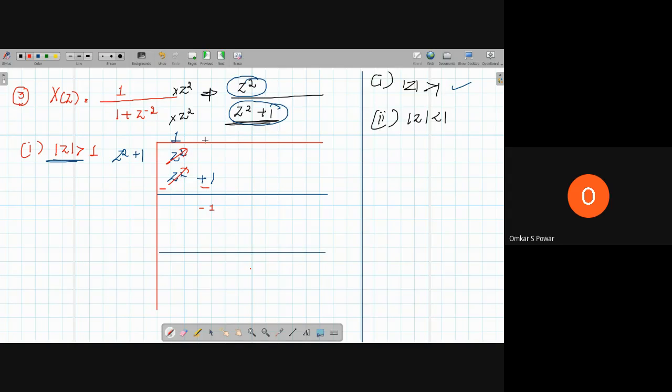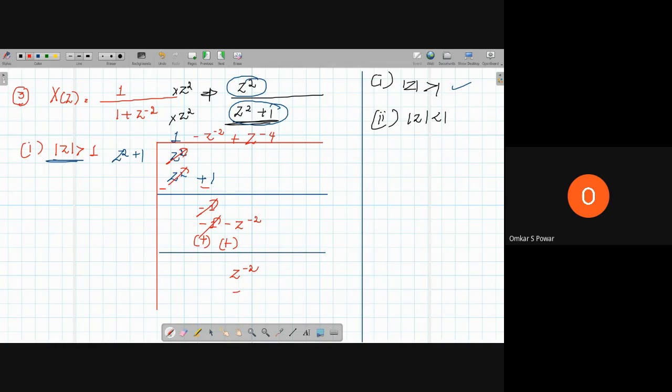So what you have to do? To get minus 1, multiply it by minus z to the power of minus 2. So if you multiply minus z to the power of minus 2 into plus z square, you'll get here minus 1. So minus z to the power of minus 2 into plus 1 is minus z to the power of minus 2. Again change the sign here. So this and this gets cancelled off, so it is z to the power of minus 2. So what you have to multiply to get z to the power of minus 2? Plus z to the power of minus 4 into z square is z to the power of minus 2.